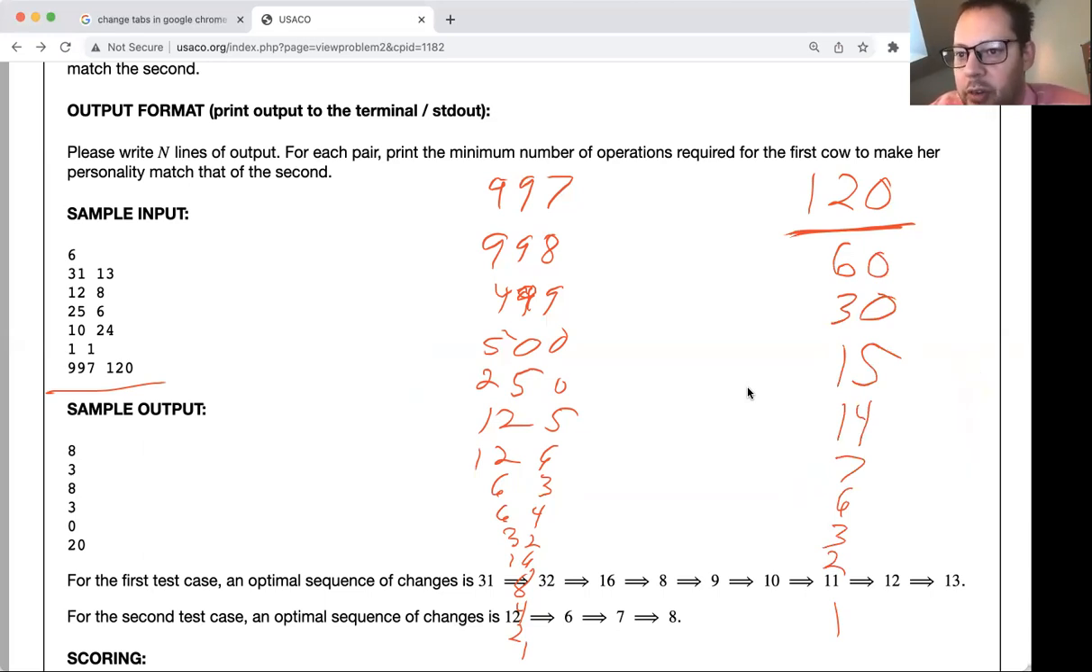Now, once I have these 2 sets of numbers, what I need to do is try to figure out what's the quickest way to get from this side over here to this side over here.